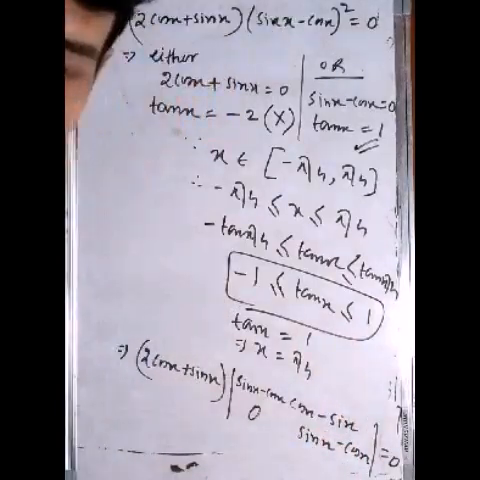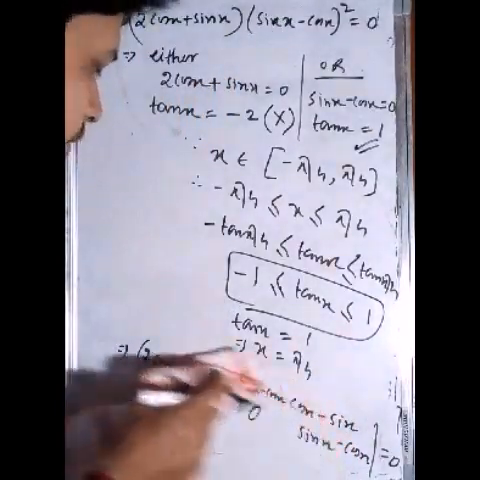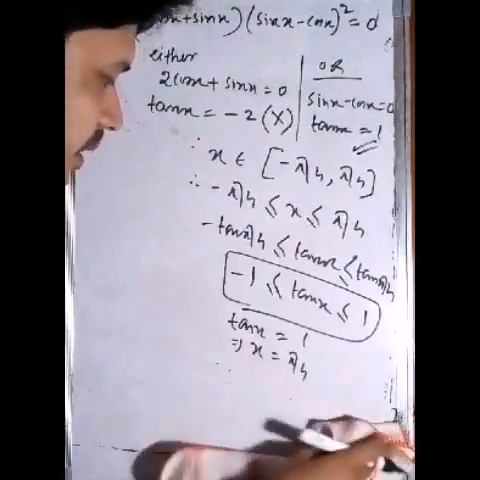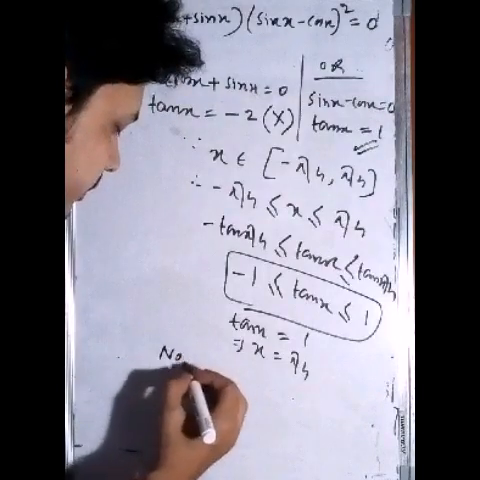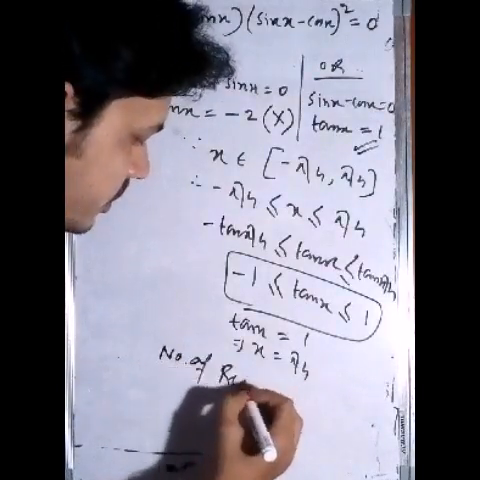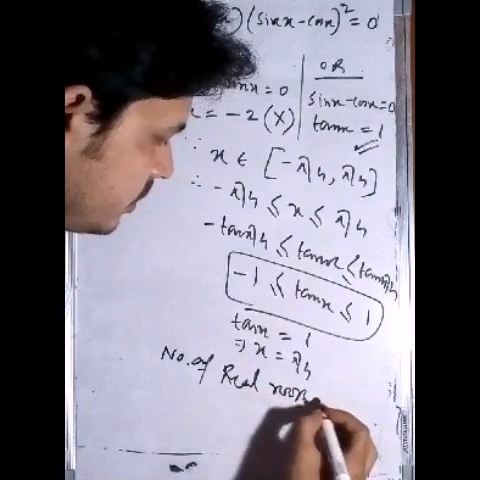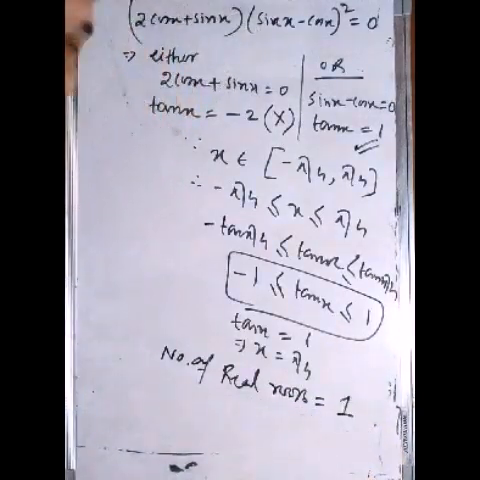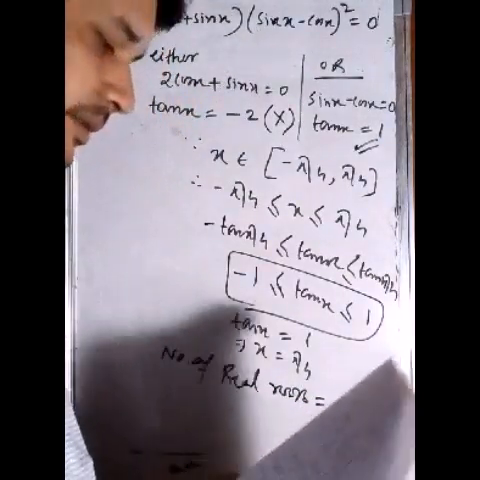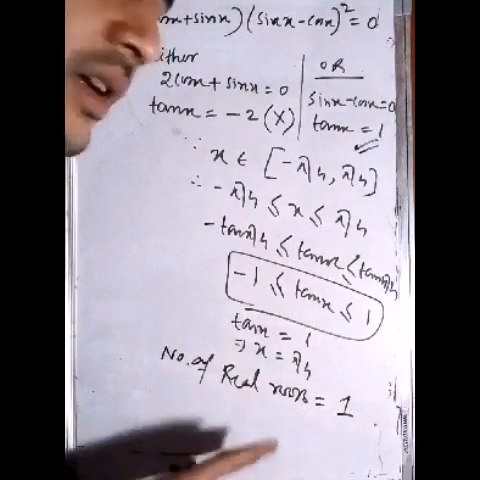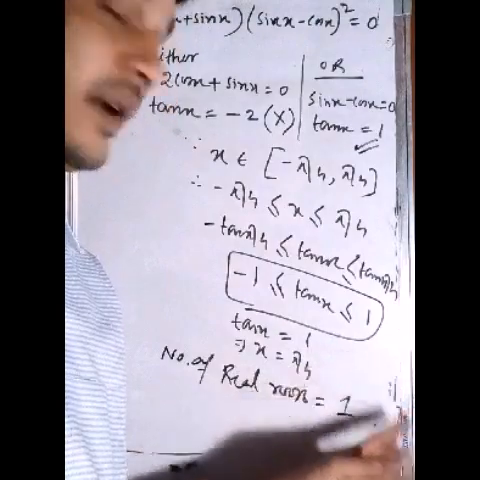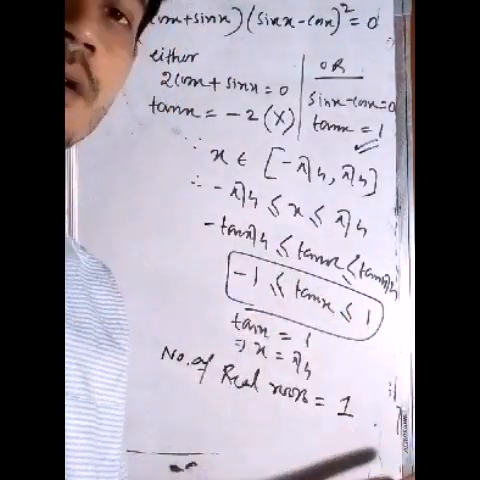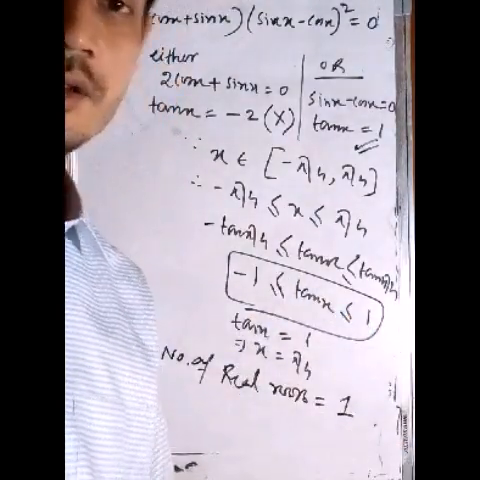So the number of distinct real roots, that was the question. The number of distinct real roots equals 1. So this is your answer. If you have not understood any step, please go backward and play the video from where you have not understood.